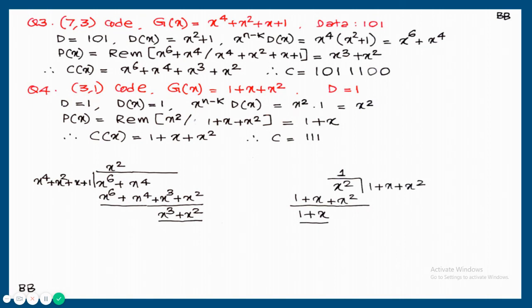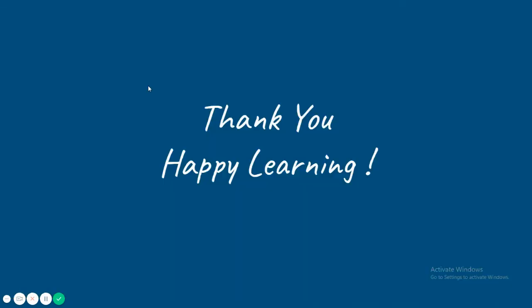Similarly, for 5,1 cyclic code, for 1 it will be 5 ones, and for 0 it will be 5 zeros. Systematic or non-systematic, that is only a single answer. For 7,1, a similar method can be used. 9,1, 11,1, for all these cyclic codes, the same method can be used, or the answer can be written without any calculation. Thank you.